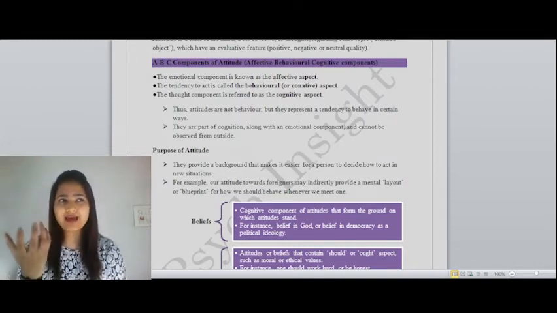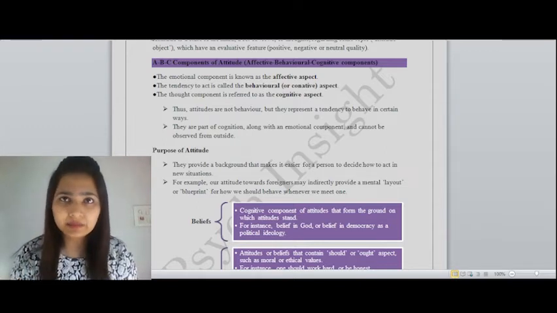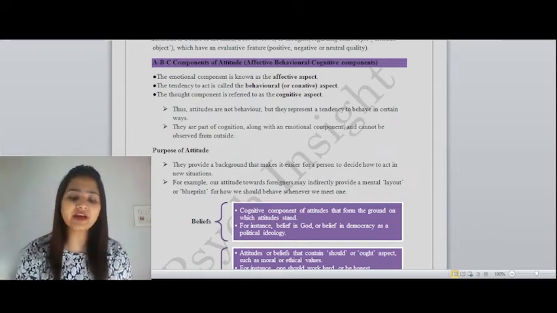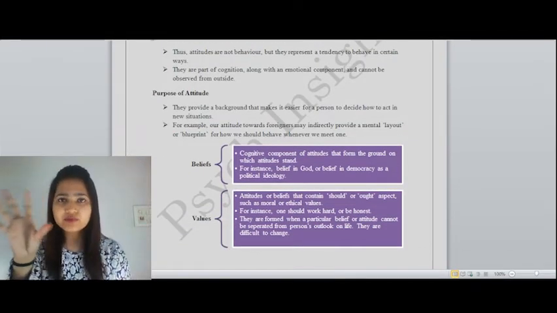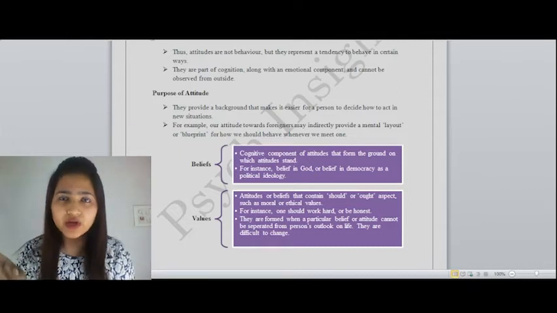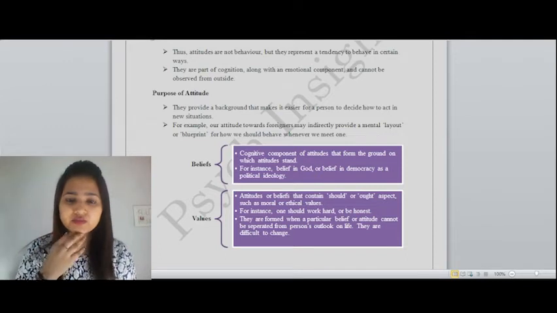So the understanding of attitude provides us with a blueprint of understanding people. That is the purpose of attitude. Two more terms are related, wherein students sometimes get confused with regard to what is belief, what is value, what is attitude. So I'll just simplify this for you.